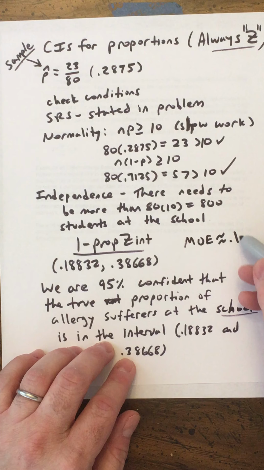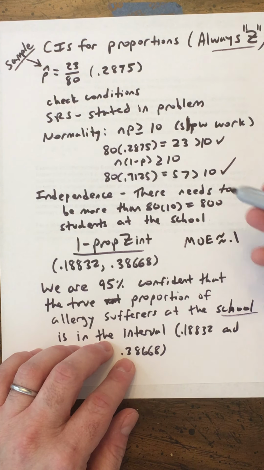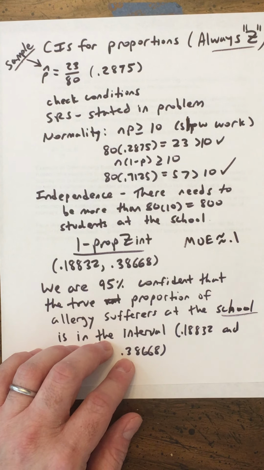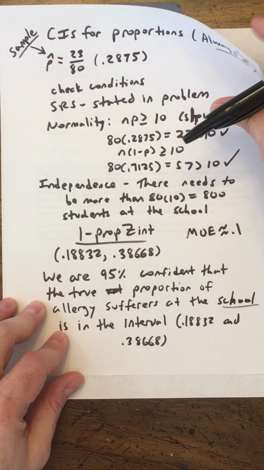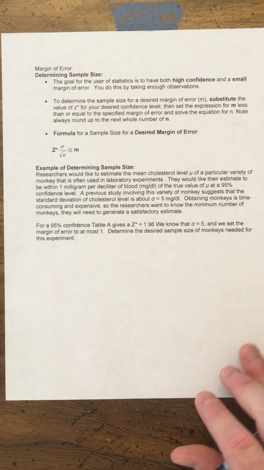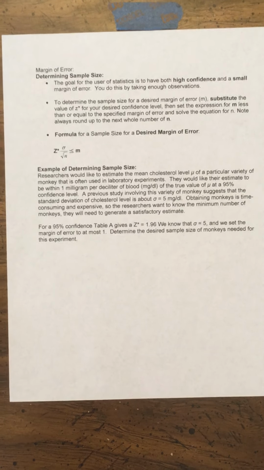Suppose I don't want such a wide interval. Suppose I want it to be 0.05. I'm going to have to take a larger sample. So 80 is not going to cut it. I might have to take a sample of 200 or 300 or 500 or whatever. So if I want to make that proportion narrower, I'm going to have to choose a larger sample size. But how do I figure out what my sample size should be? That's going to be what we look at right here.